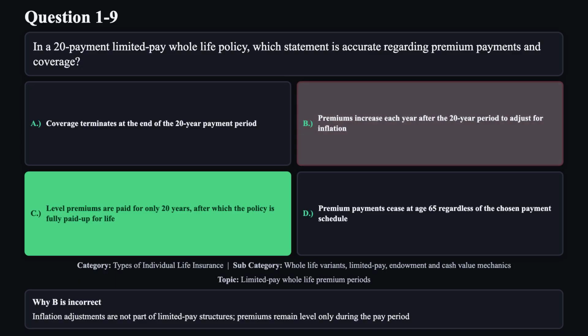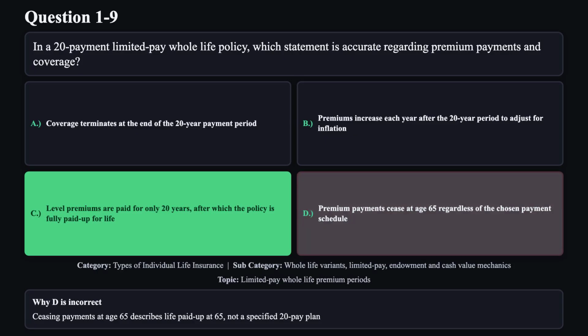Reason B is not correct. Inflation adjustments are not part of limited pay structures. Premiums remain level only during the pay period. Reason D is not correct. Ceasing payments at age 65 describes life paid up at 65, not a specified 20-pay plan.